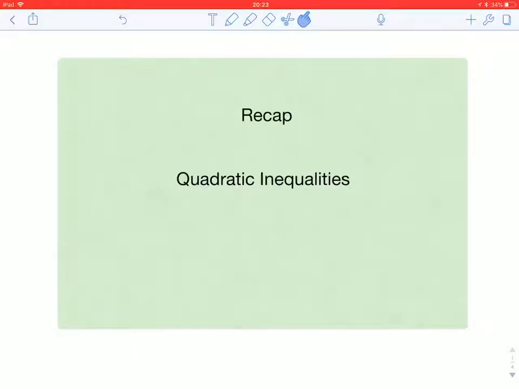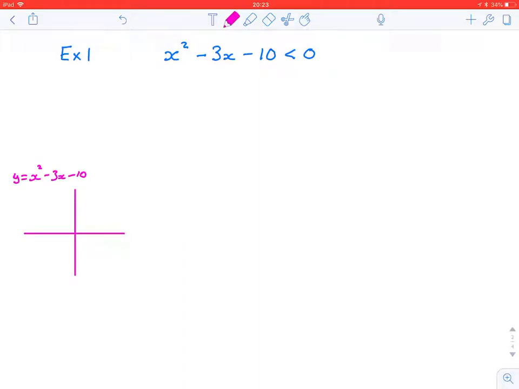A recap of quadratic inequalities. Example 1. x squared minus 3x minus 10 is less than 0. We begin by factorising the left hand side.